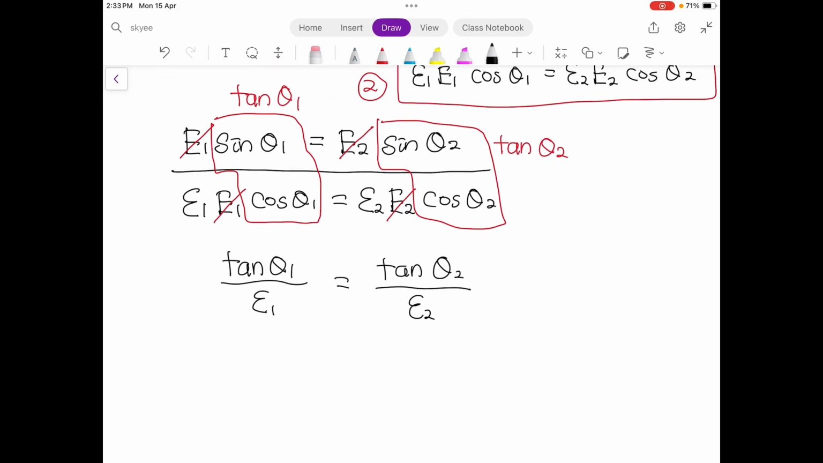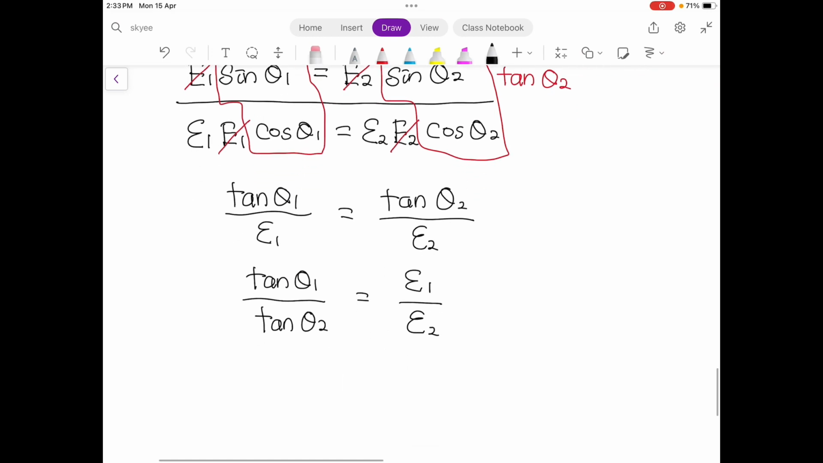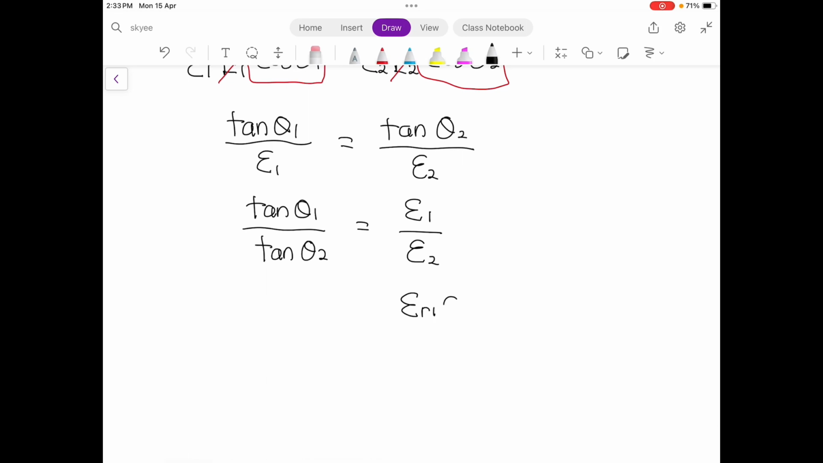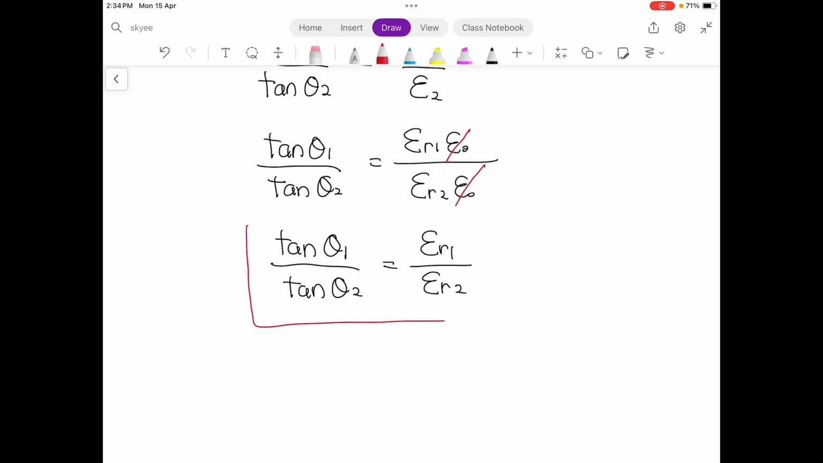If you slightly rearrange their positions, we get tangent theta 1 over tangent theta 2 equals epsilon 1 over epsilon 2. We know that epsilon 1 is equal to epsilon R1 epsilon naught, and epsilon 2 is epsilon R2 epsilon naught, so we can cancel the epsilon naught. Now this is the relationship between the angles and the dielectric constants of the medium. They are derived by using the boundary conditions that we derived earlier.